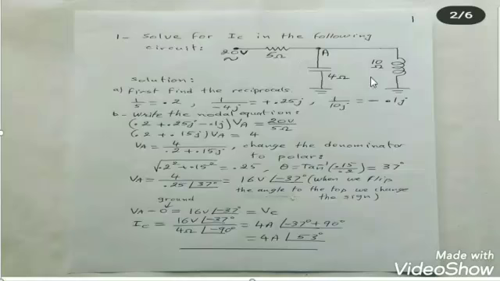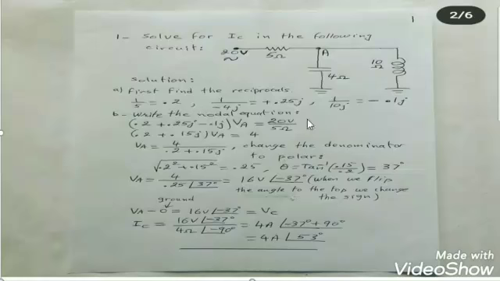And to find the IC, we have to find the VC. The VC is the volts we have in the node minus the volts we have in the other side of the capacitor. But the other side of the capacitor is grounded, so we don't have any volts. VA minus 0, ground. We have VA as 16 volts at negative 37 degrees. That's the VC.